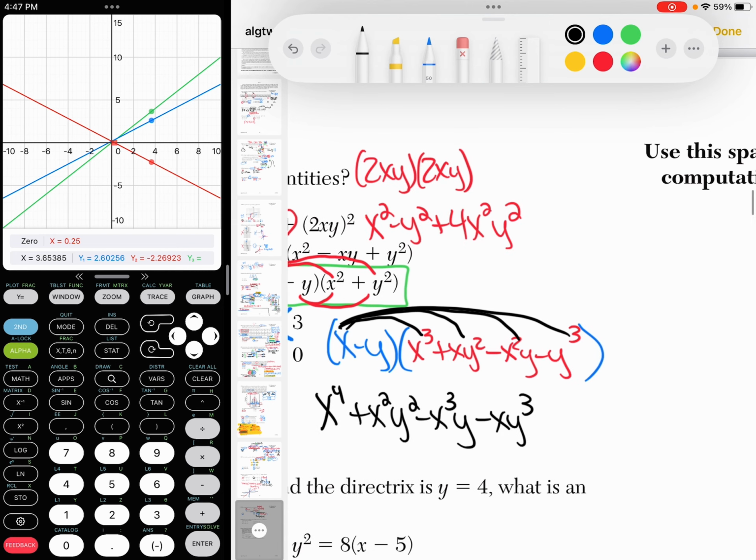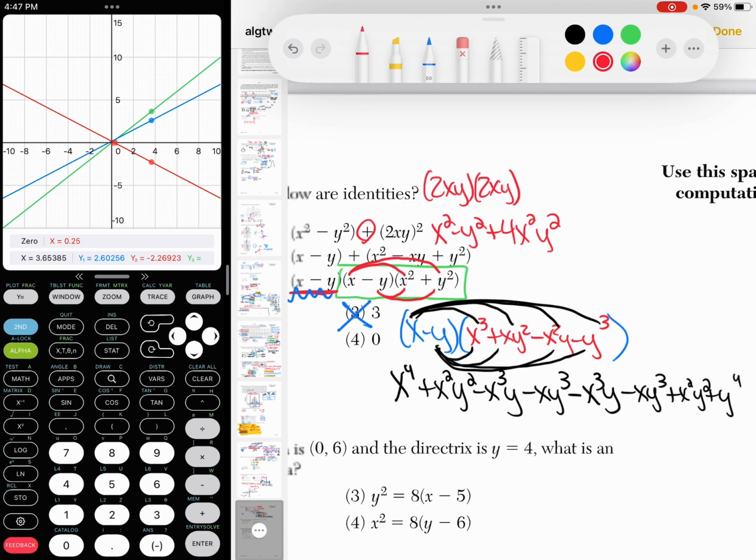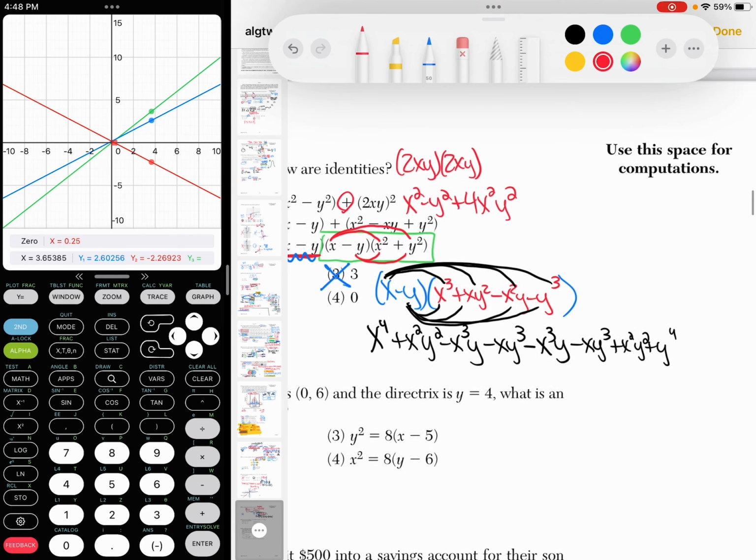Now I have more to multiply out. I have to multiply this negative y through. So negative y times x to the third is going to be minus x to the third y. This will be a minus xy to the third, plus x squared y squared and plus y to the fourth. So we're seeing if it's equal to x to the fourth plus y to the fourth.